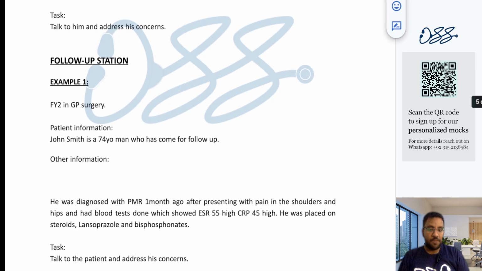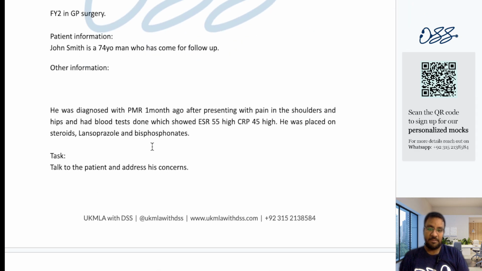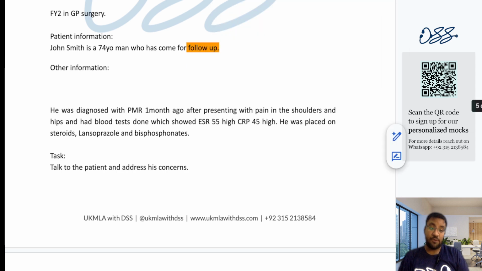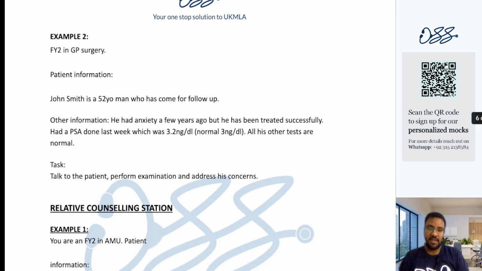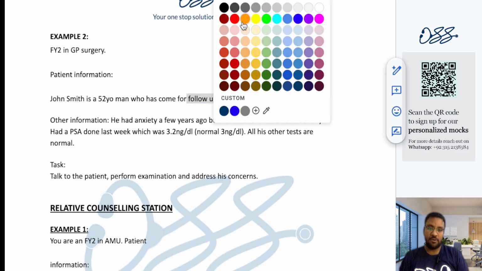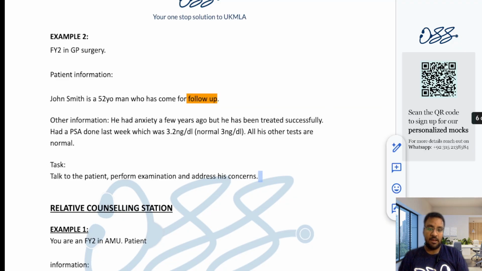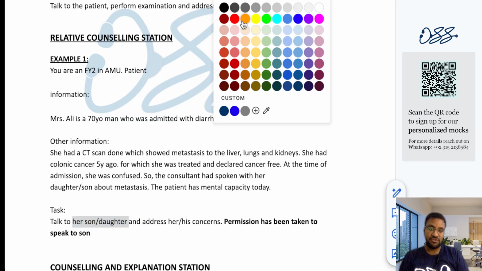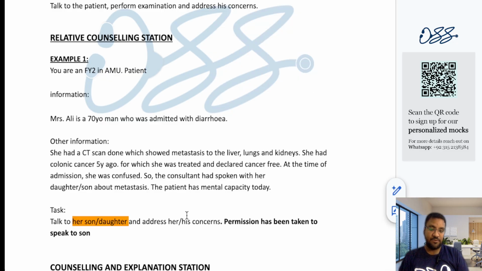Follow-up sessions are quite simple, because it's very clearly written in the task that the patient is here for a follow-up, so you know that you have to take the follow-up approach. Again, it's a follow-up station, it's a follow-up approach that you need to take. Then the counseling sessions in which you have to counsel the relative. So the relation would be mentioned, that you are talking to the relative. So that is the one key that would help you identify.